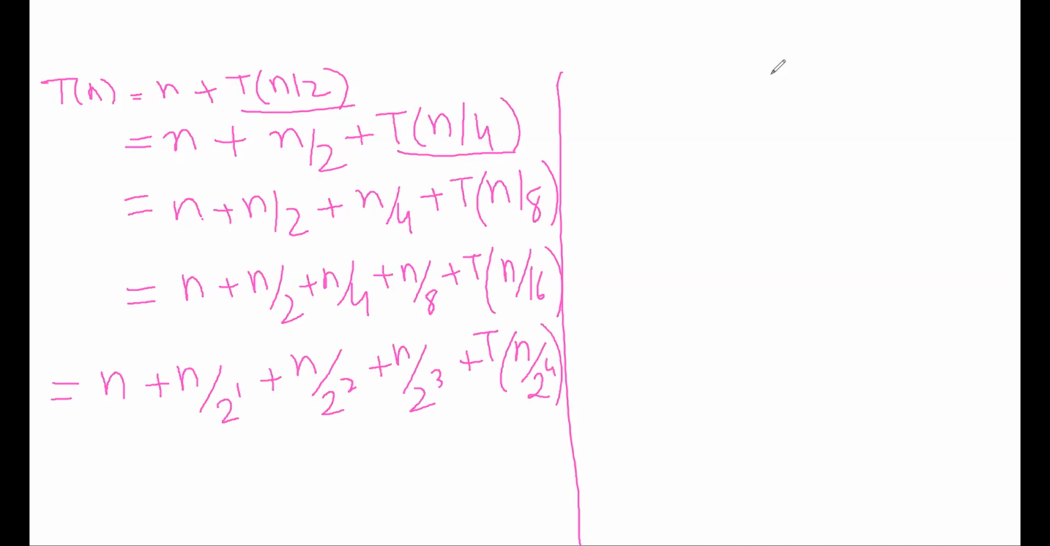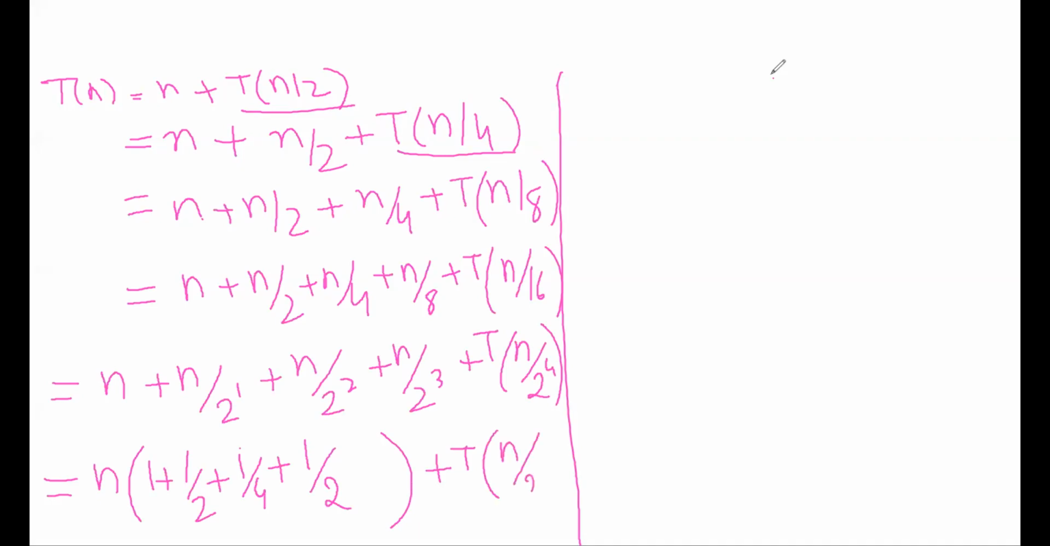So how do I write the general equation? I'll take n common. So I get 1 plus 1 by 2 plus 1 by 4 plus 1 by 8, and I just leave the power for a while here, plus T(n/2^4). I'll put k for 4, and then this is k minus 1. So this is my general equation. Again, this is a mathematical summation, but I still have to reduce it to 1. I have to get to the base case.